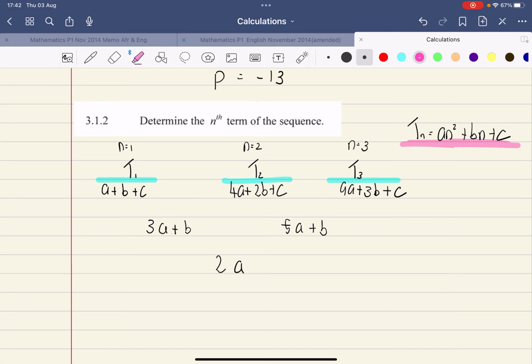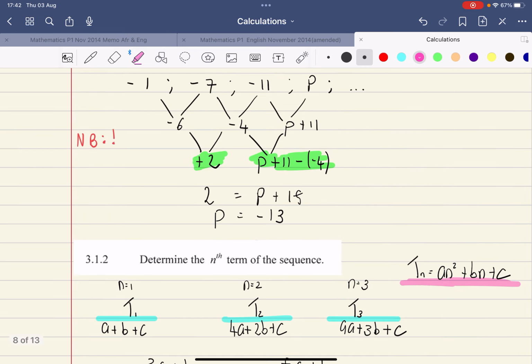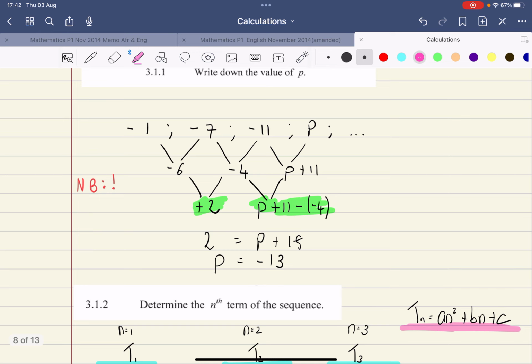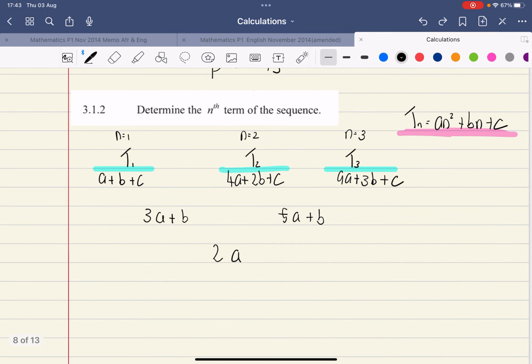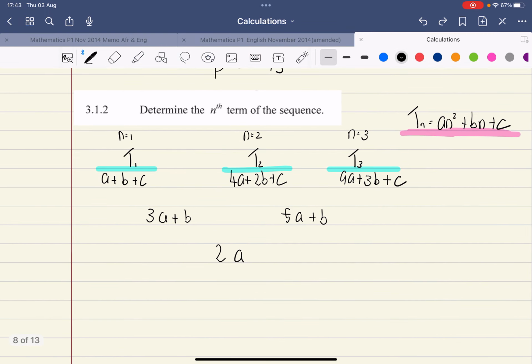Question 3.1.2. Determine the nth term of the sequence. All right, so now they want us to be able to determine any term for this sequence. So first, when we hear that, we must think, okay, that means we need to know this formula over here. This gives you any term in the sequence for a quadratic sequence, where n will be the nth term.